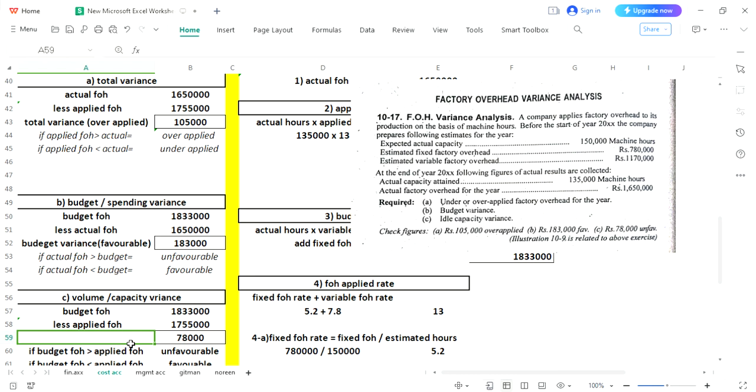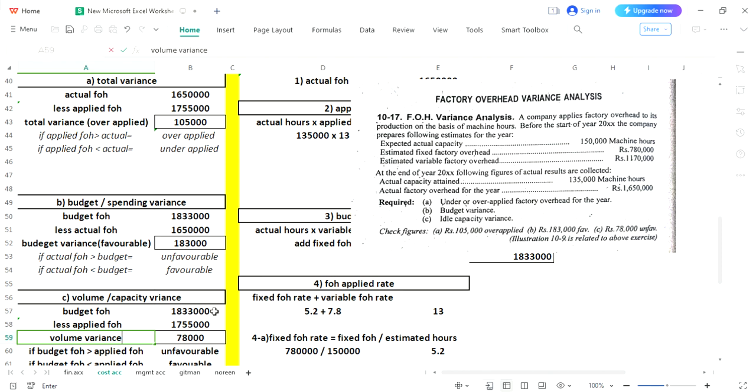We had not rectified anything, we had not changed anything, no amount was incorrectly written, everything was like butter. All three answers have appeared smoothly. The third answer which we have calculated is volume variance. And how did you calculate it? By subtracting budget FOH from applied FOH.